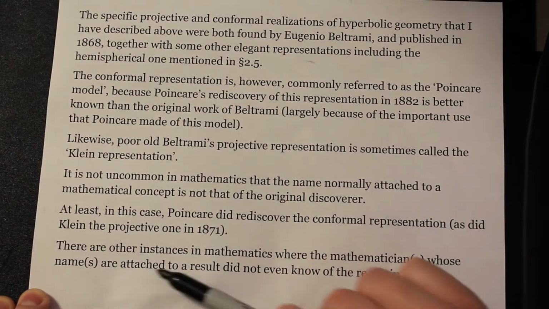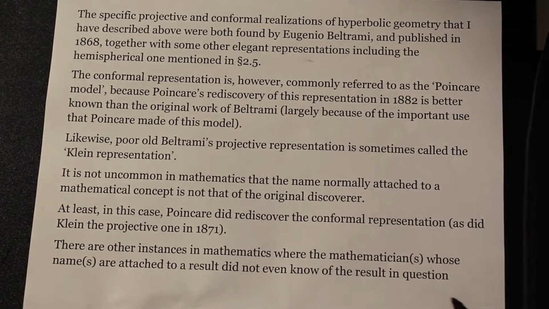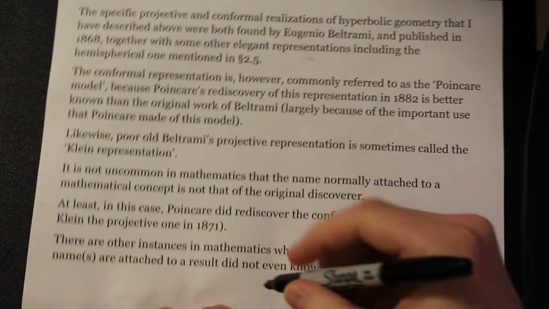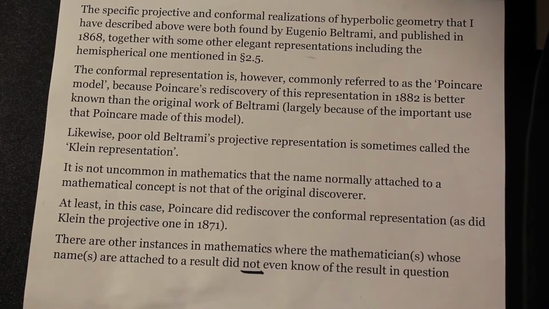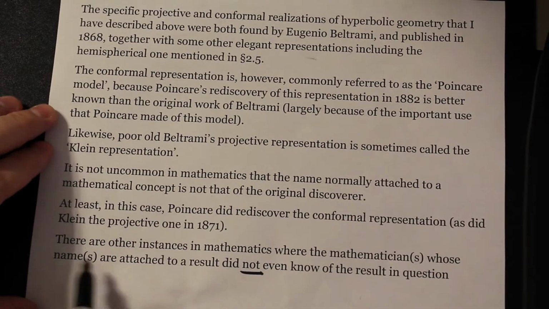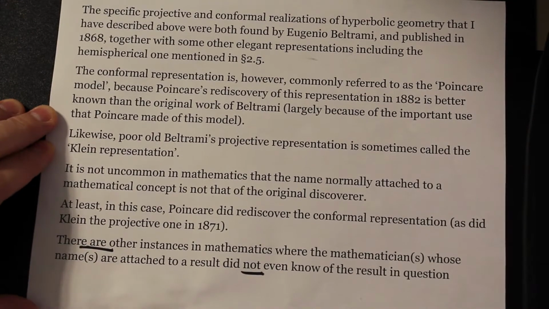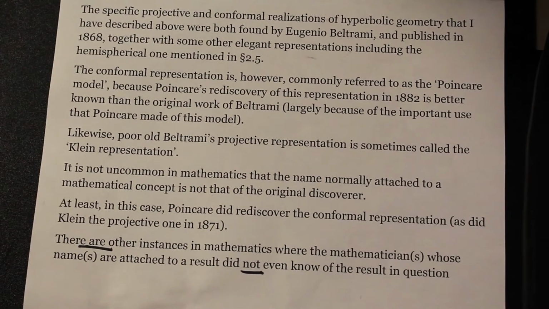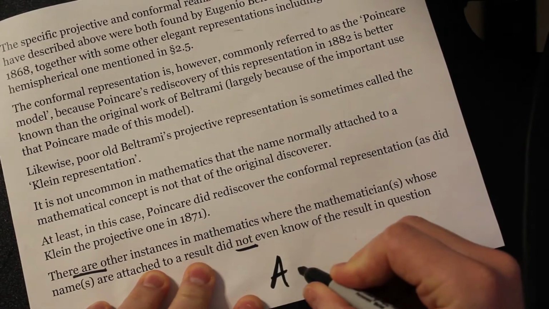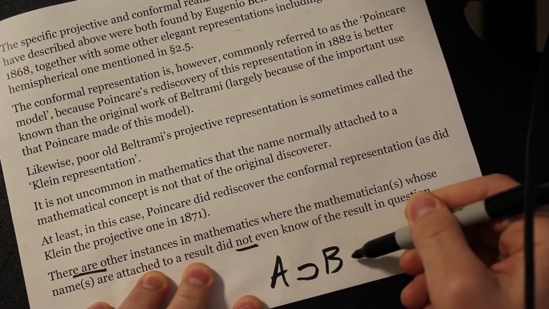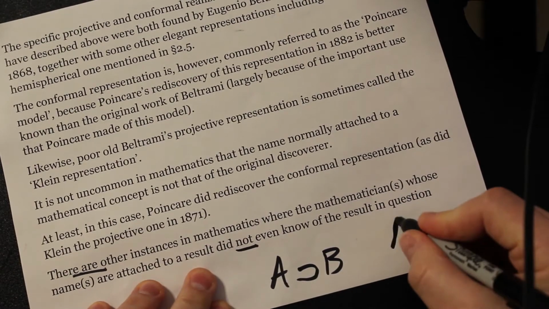This one says, there are other instances in mathematics where the mathematicians whose names are attached to a result did not, so there's a negation, did not even know of the result in question. Okay? So this is pointing out that that exists. That's like saying there are instances. So those things happen. That's like saying this A is B. And it's not necessarily saying something such as, if A then B. It would literally just be saying proposition A.